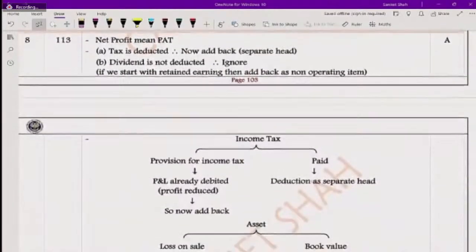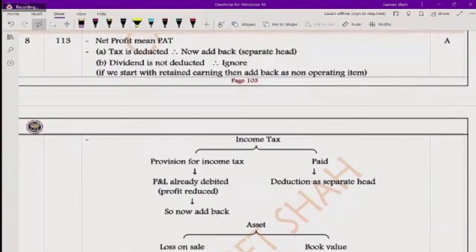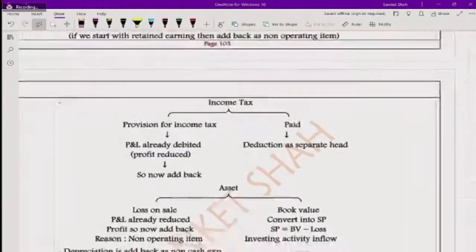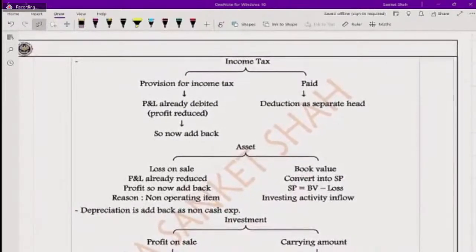And 8 number question, you can see net profit means PAT. So tax is deducted, therefore add back. Dividend is not deducted, therefore ignore. If the starting point is retained earnings, then add back. Okay, everything is given. Income tax: now see, income tax provision, you can take a screenshot. Provision will be deducted from P&L. So now add back, and paid has a separate head.